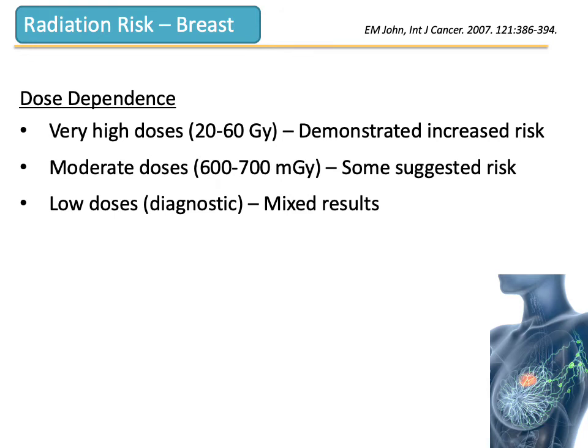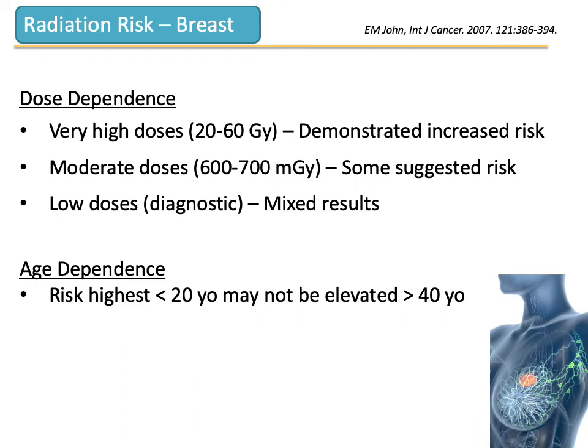So let's look at the effect of radiation on breast tissue. We know that there's a dose dependence. At very high doses that we see in radiation therapy, for example, about 20 to 60 gray, there's a demonstrated increased risk. At moderate doses, between about 600 and 700 milligray, there's some suggested increased risk. At low doses, however, such as what we see in diagnostic imaging, we see mixed results. Some studies have shown that there's an increased risk, others have shown that there isn't. We know that there's an age dependence. The risk seems to be highest for patients who are exposed when they're under 20 years of age, and there may not be an elevated risk for patients above the age of 40.